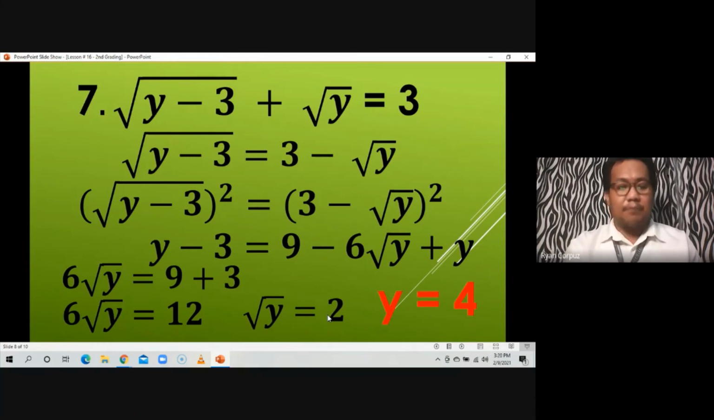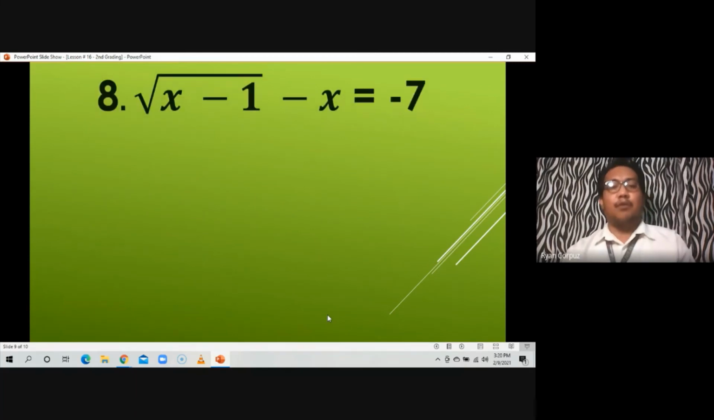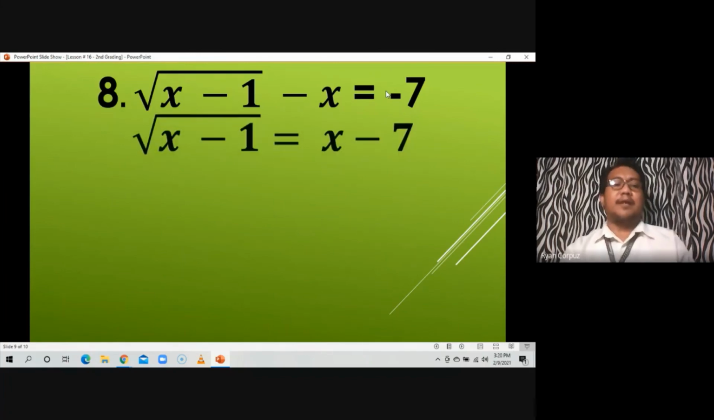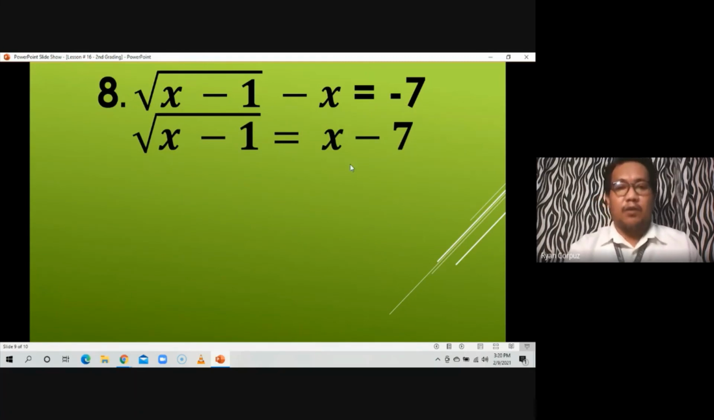So let's try one more example. Let's have here example number 8. The given is the square root of x minus 1 minus x is equal to negative 7. So may kasamang x dito na nasa labas, yung given equation natin. So it would be better if we are going to remove that negative x to the right side of the equation. From negative x, pag binove mo sa kabila, magiging positive x, magiging x na lang siya. So magiging ganito ang kalalabasan. Square root of x minus 1 is equal to x minus 7.